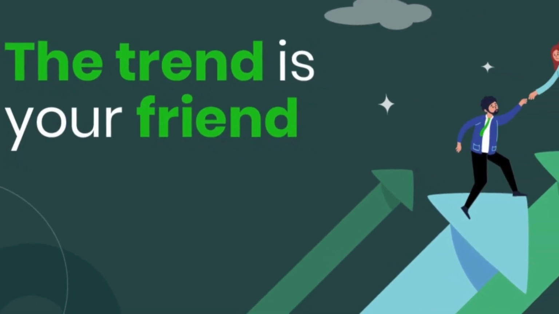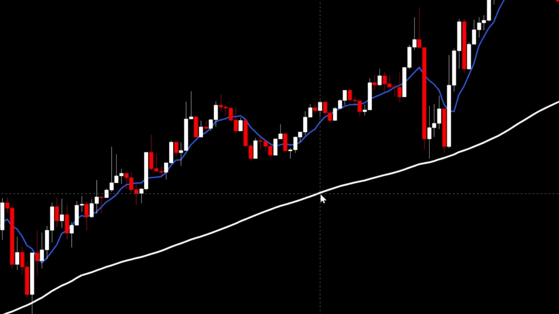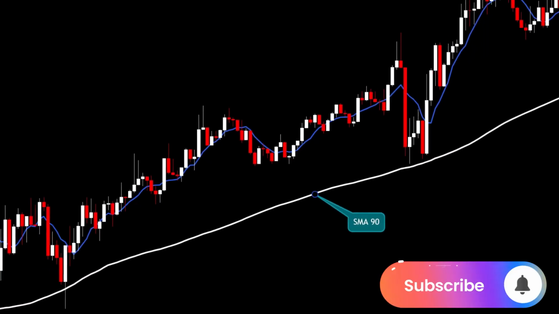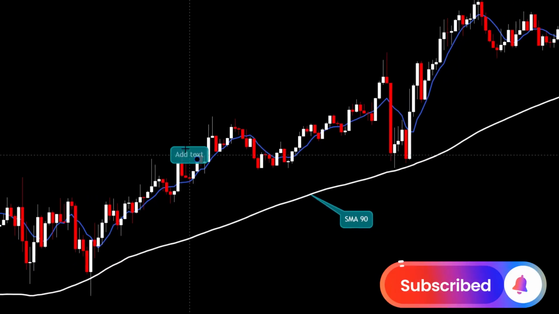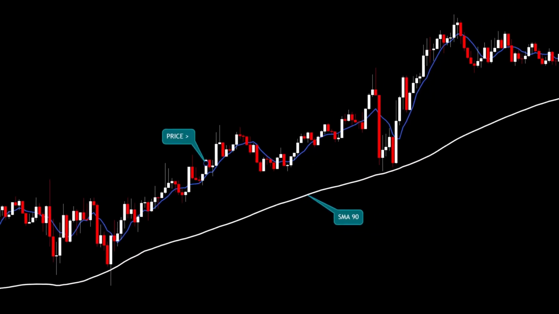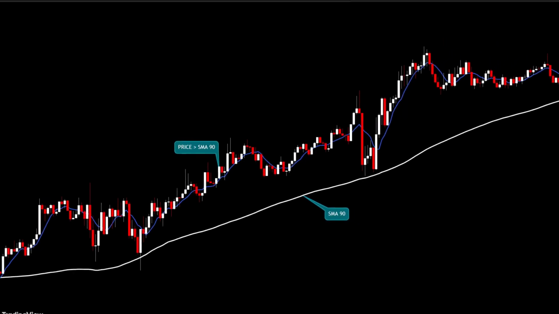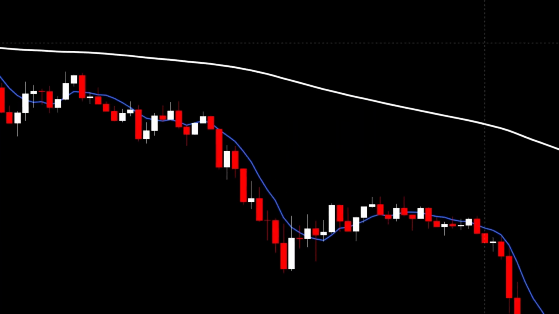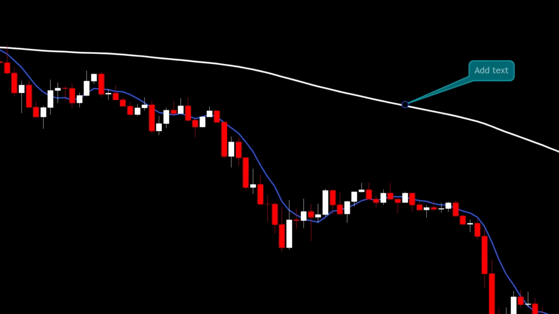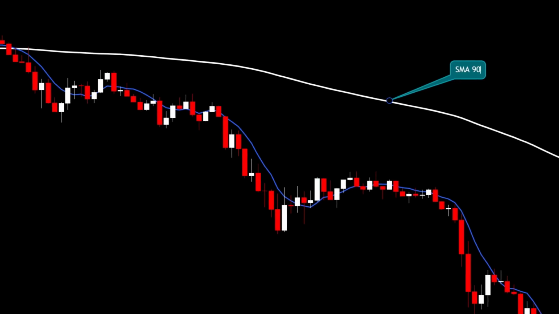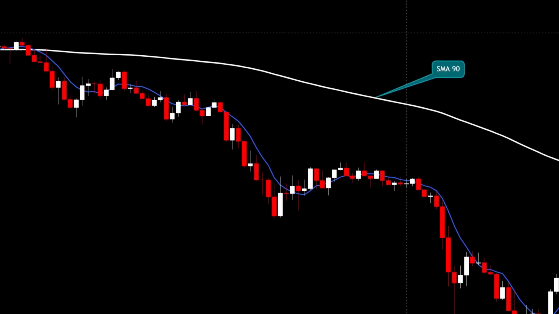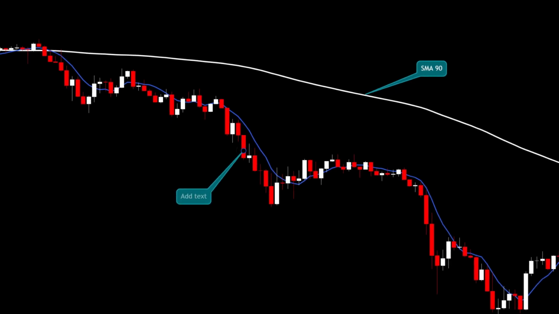Here's how you spot the trend. Look at where the price candles are compared to that 90 or 99 SMA. If the candles are hanging out above that line, that's your green light. That's an uptrend. The market's saying we're going up. Now flip that around. If the candles are chilling below the 90 or 99 SMA, that's a red flag. That's a downtrend. The market's telling you we're heading south.